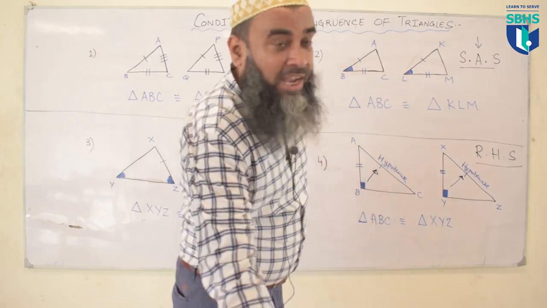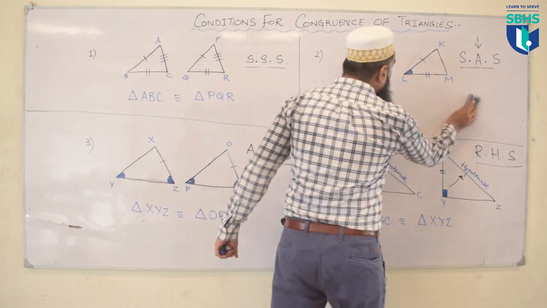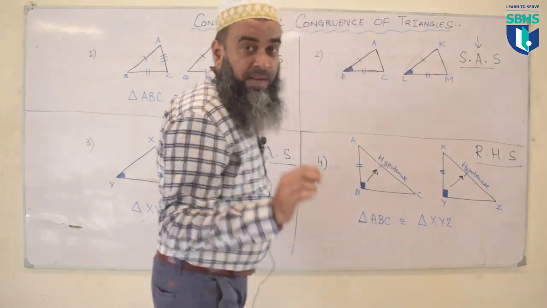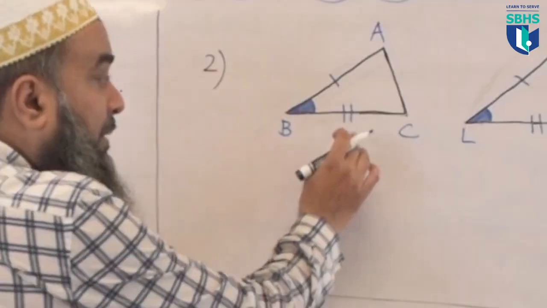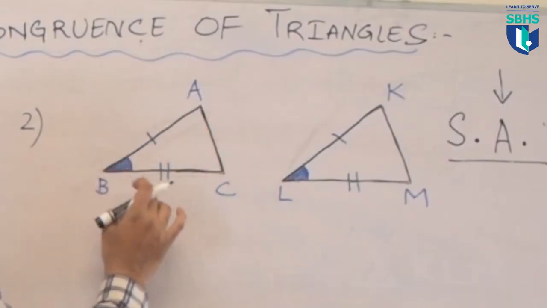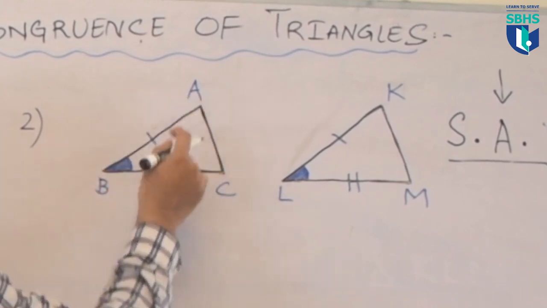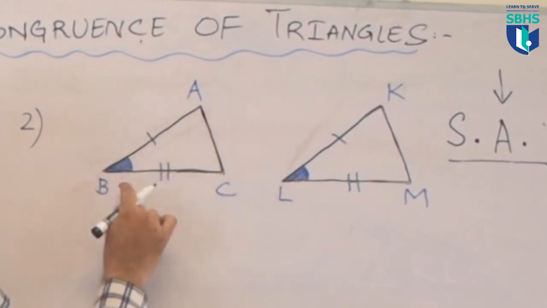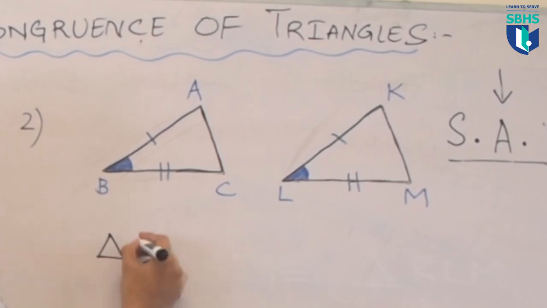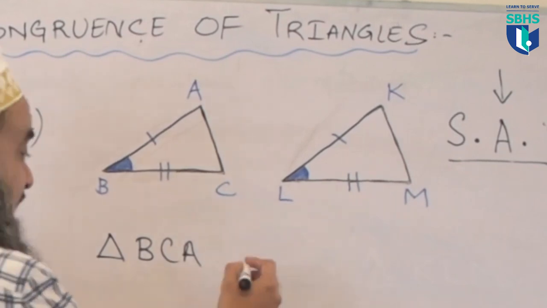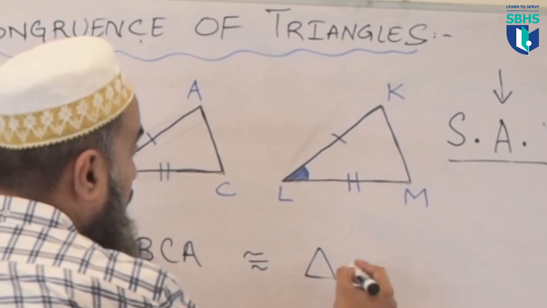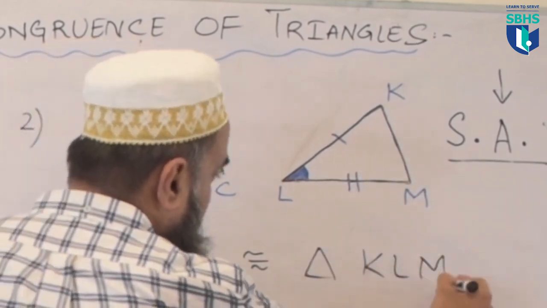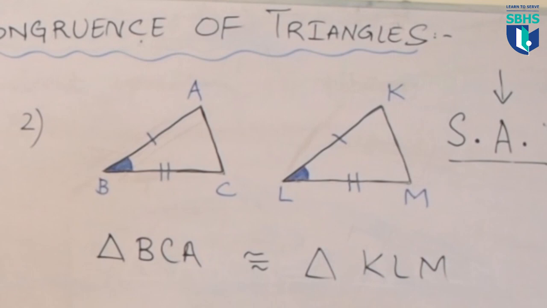One more thing which I want to tell you, which is very important while you are determining the congruency of two triangles, is the alphabetical order in which you are selecting the letters in a triangle. See, for example, I am taking this triangle as triangle BCA. If I am naming this triangle BCA, is it congruent to triangle KLM? Is this way of writing correct or not?